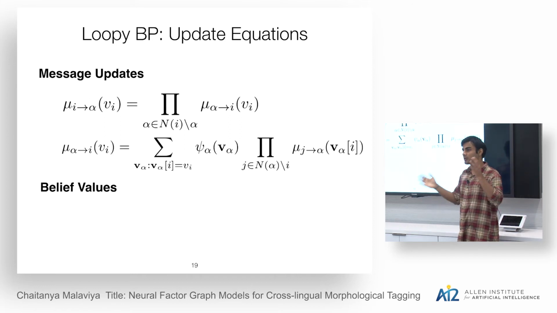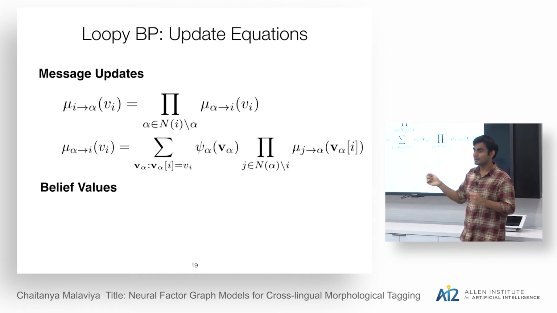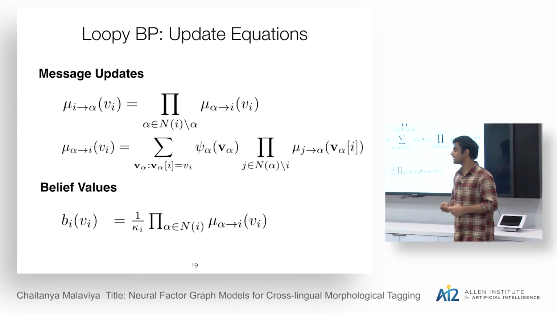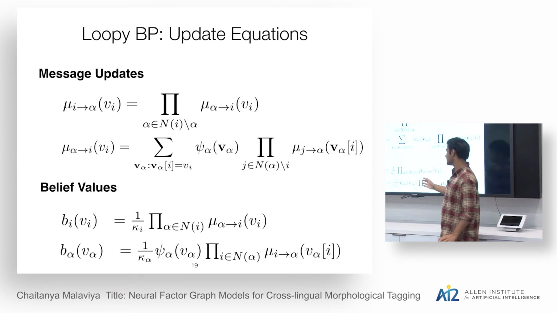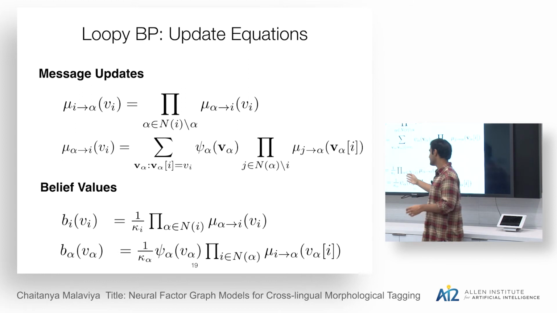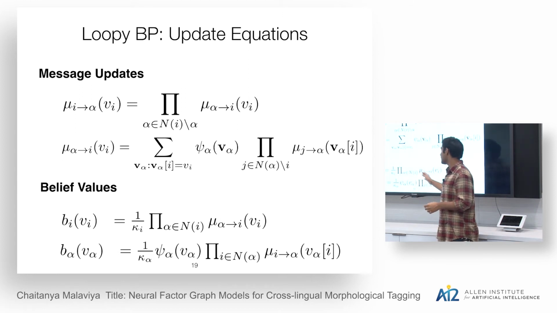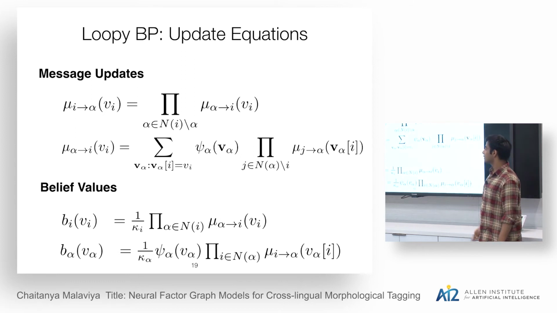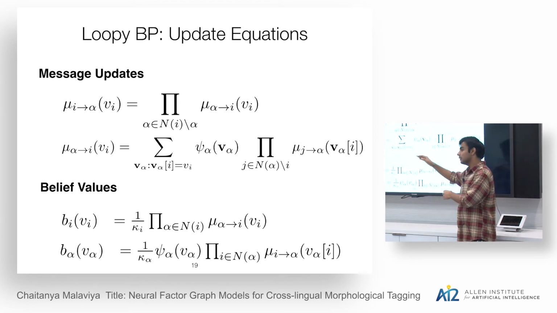We keep on sending these messages for all possible pairs of neighboring factors and variables in our large graph. And at the end of the convergence of this algorithm, we can obtain belief values, which are essentially the marginal probabilities over variables and factors. The belief value of a variable is basically the product of all the messages that are passed at the end of the iteration of BP from all neighboring factors to that variable. And the belief value of a factor is basically the weight of that factor and all the messages from neighboring variables to that factor. So at this point, we have approximate marginal probabilities over the variables and factors in our neural factor graph model.